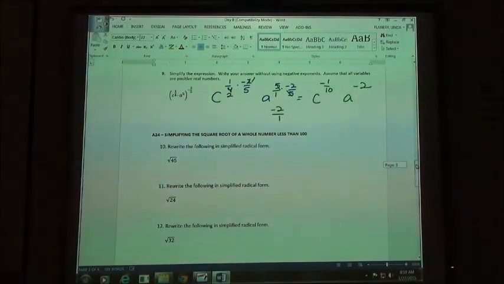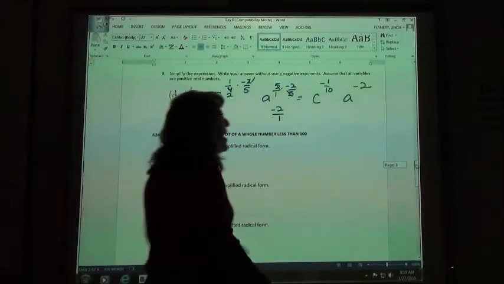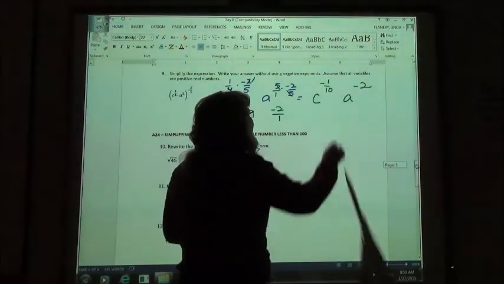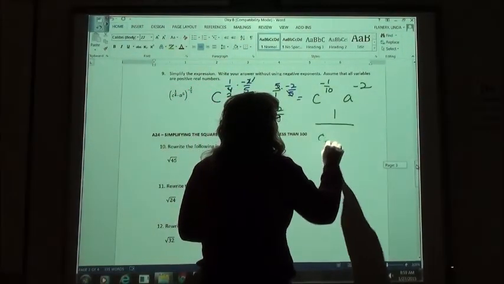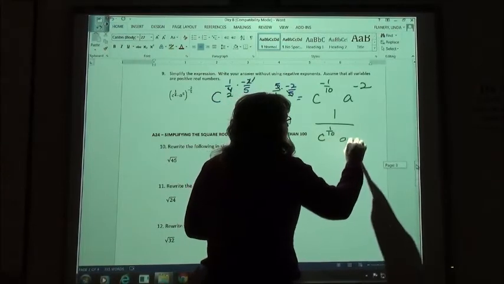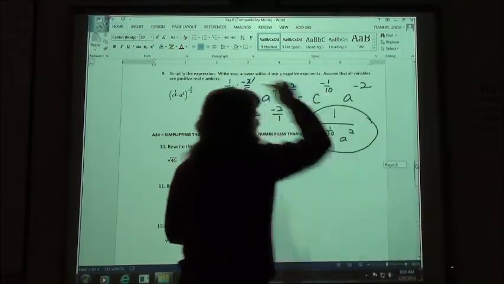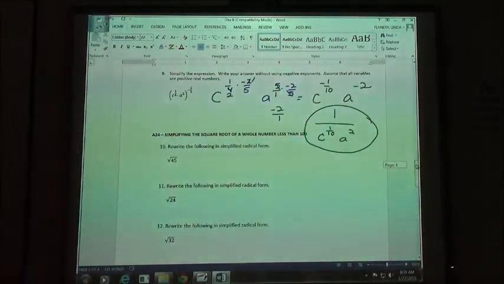Now what happens? They're both negative exponents. How am I going to write my answer? Put them both on the bottom. What's on top? 1. Exactly. 1 over c to the 1/10 and a to the 2nd. So those aren't so bad once you figure out what you're supposed to do, right?